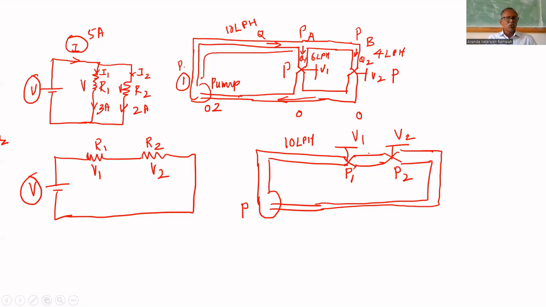What is the flow rate through V1? I am not touching V1. I modified V2. I closed V2 partially. Because of that, flow rate is reduced from 10 liters per hour to 5 liters per hour. What is the flow rate through V1? The remaining 5 liters, where will it go?